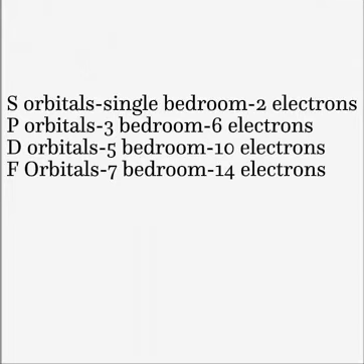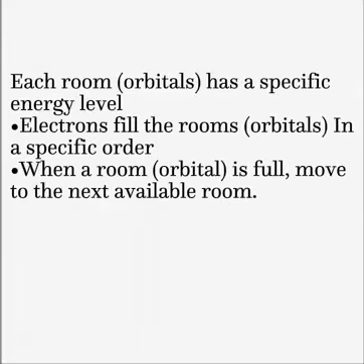Each room, orbital, has a specific energy level. Electrons fill the rooms, orbitals, in a specific order. When a room, orbital, is full, electrons move to the next available room. Shapes of orbitals.